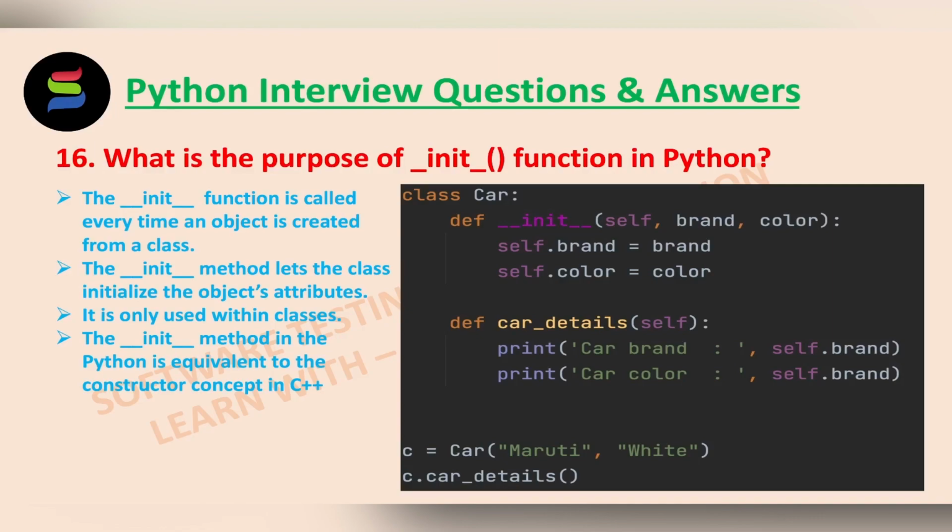Then what we will get as an output? Here we will get an output as car brand as Maruti and car color as white. So this is how the init function is used. Okay, basically the init function is called when an object is created. Okay, we will move to the next question.